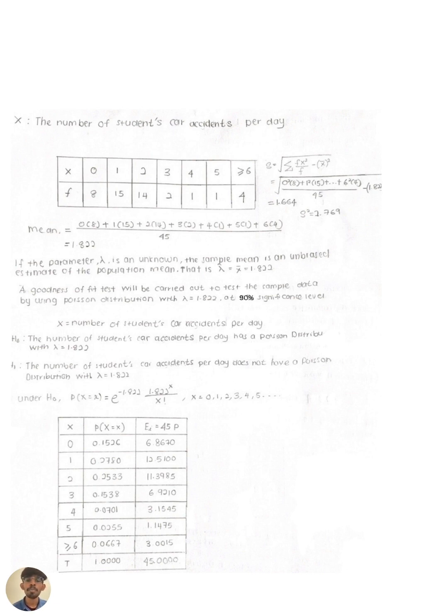We calculate the probability of Poisson distribution. The probability of Poisson for x equals 0 is 0.1526, while for 1 it is 0.2780, and so on. Then we calculate Ei. Ei equals the total observed frequency, 45, multiplied by the probability, and we got 6.8670 for x equals 0, while x equals 1, 12.5100, and so on.